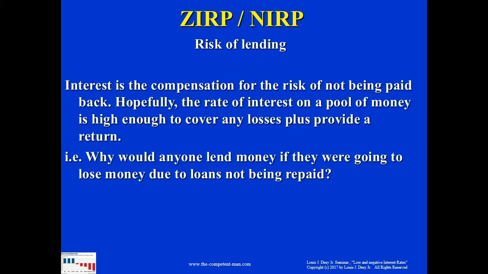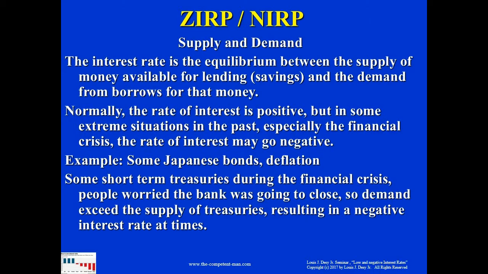The risk of lending. Interest is the compensation for the risk of not being paid back. Hopefully, the rate of interest on a pool of money is high enough to cover any losses plus provide a return. That is, why would anyone lend money if they were going to lose money due to loans not being repaid? Supply and demand. The interest rate is the equilibrium between the supply of money available for lending, savings, and the demand from borrowers for that money.